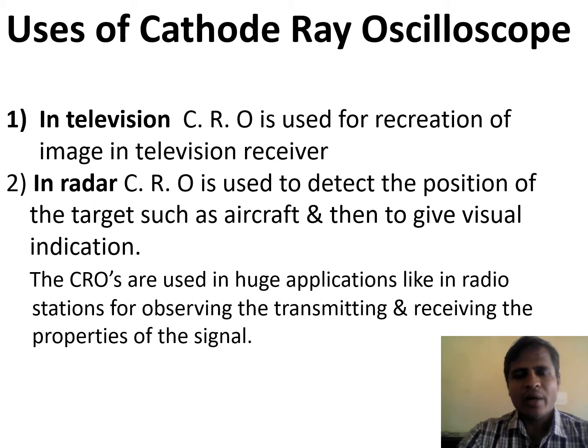the CRO is used in defense technologies. To be specific, in radar technology, it is used to detect the position of the target, such as enemy aircraft, and then to give visual indications. And CROs have huge applications, like in radio stations for observing the transmitting and receiving properties of the signal.